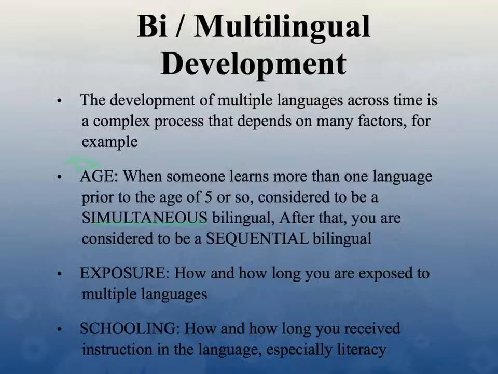After that, a person such as myself, I was exposed to Spanish and Russian as a teenager, I would be considered to be a sequential bilingual, which is you learn one and then you learn another. There are differences that we'll need to keep in mind in terms of instruction between simultaneous and sequential multilinguals. Another factor that's extremely important for language learning is exposure, which is how are you learning the language?